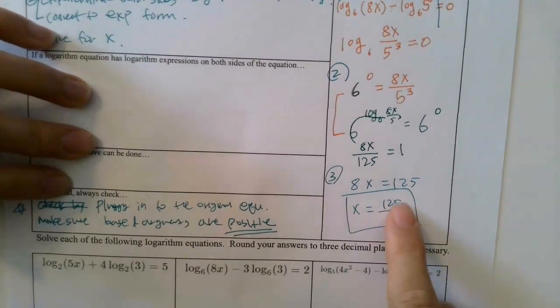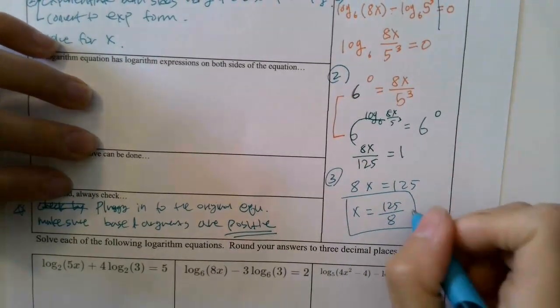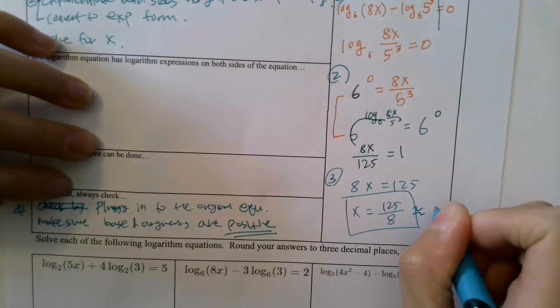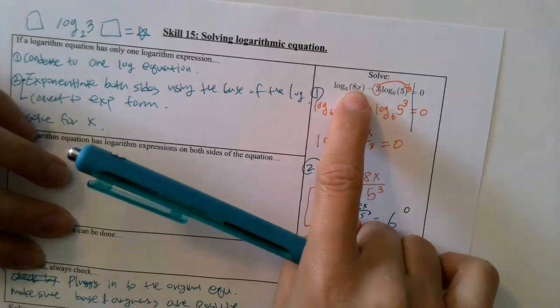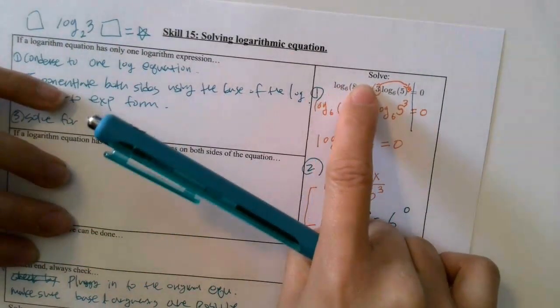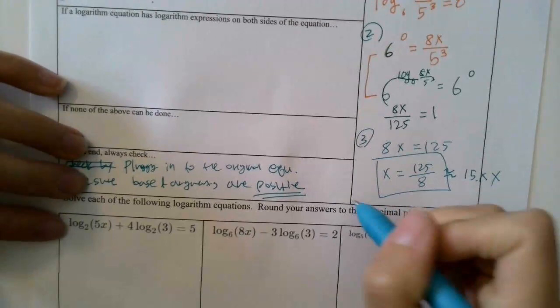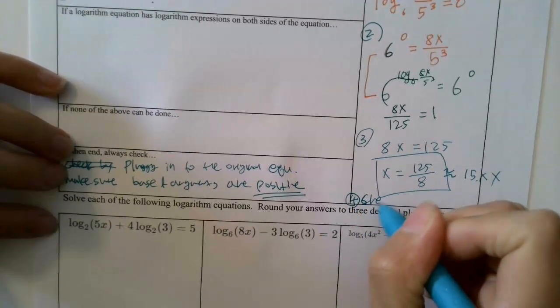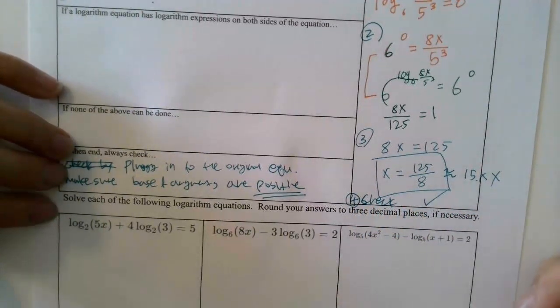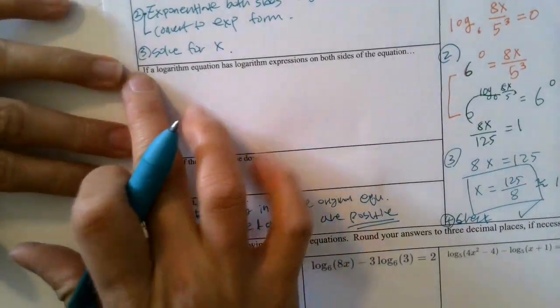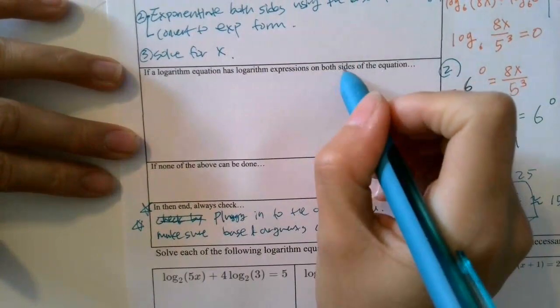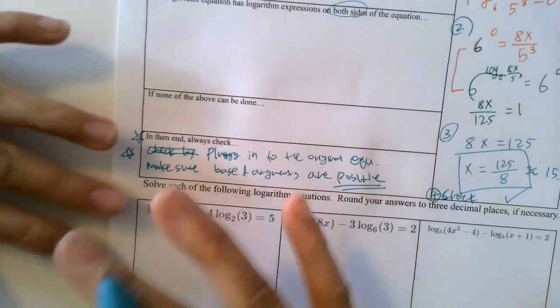So I got this, right? 125 over 8, which is approximately 15 point something. So if I plug into the original, 8 times 15 is positive, and that's the only place for the x, so this is okay. So step number 4, check. It is good. It's all positive. Good?